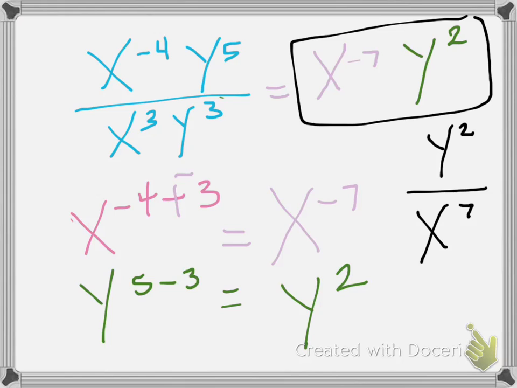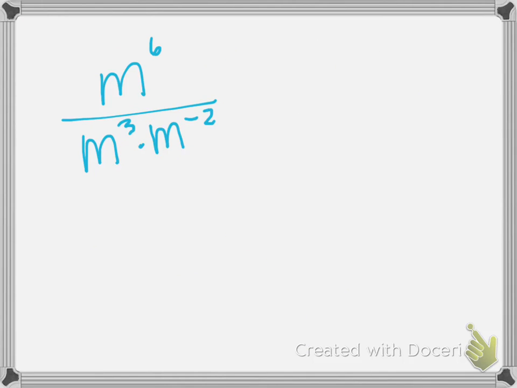Let's take a look at one more. In this example, I can see I have all m's, and because the base is the same, I'm going to be able to simplify this down to just one letter and one exponent. I have two m's squished together on bottom, and then I have one little m by itself on top. Before I start dividing, I actually want to simplify this out first.